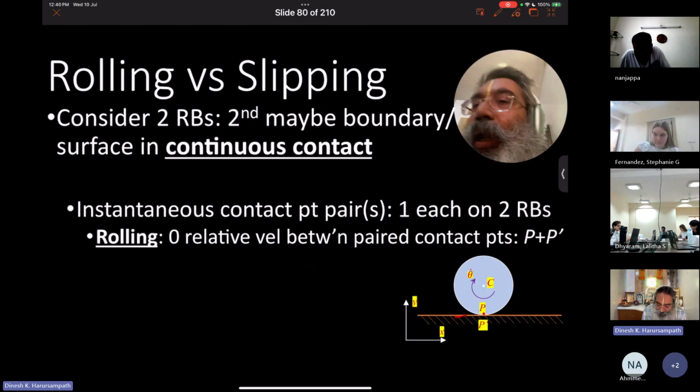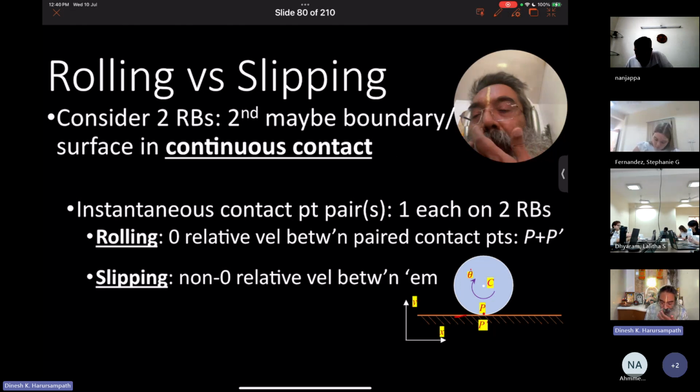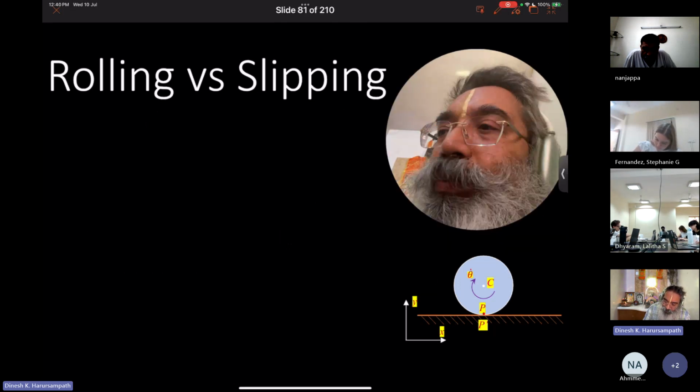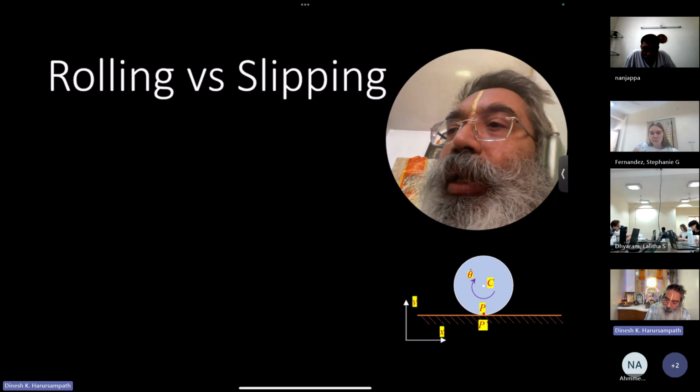The rolling that is happening is zero relative velocity between the two contact points, P and P prime. On the other hand, if you're looking at slipping, there is a non-zero relative velocity between them, and here the translation dominates over the rotation. If it is skidding, you will also have a non-zero relative velocity, but it would be negative, because the rotation is dominating over the translation. Once again, we are still explaining it, but not in terms of the actual equations, which we'll come to in this slide.